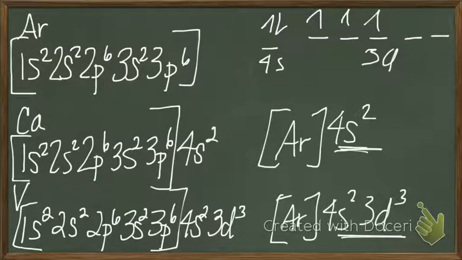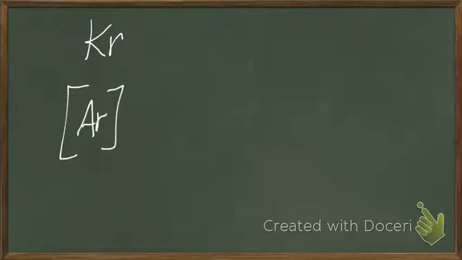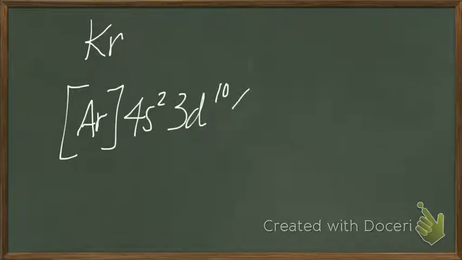Okay? Yes? If you wanted to find, like, argon, is it cheating to write Ar? Ah, I'm glad you asked that. Yes, it is cheating. So if you are wanting to find the noble gas configuration of a noble gas, for instance, if we were going to do krypton, you can't just take krypton and throw it in brackets. That's cheating. But you can take argon and put it in brackets and then do the 4s2, 3d10, 4p6.